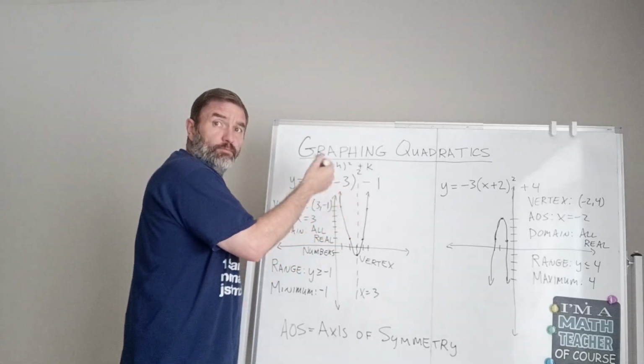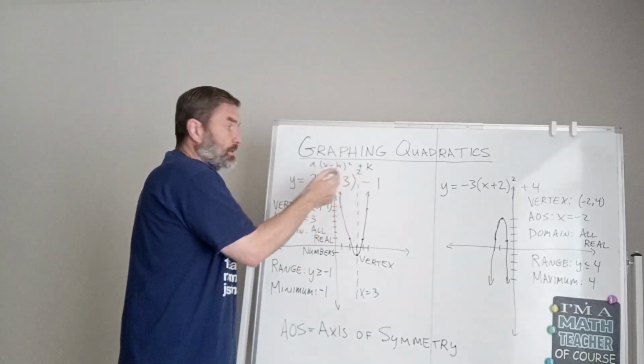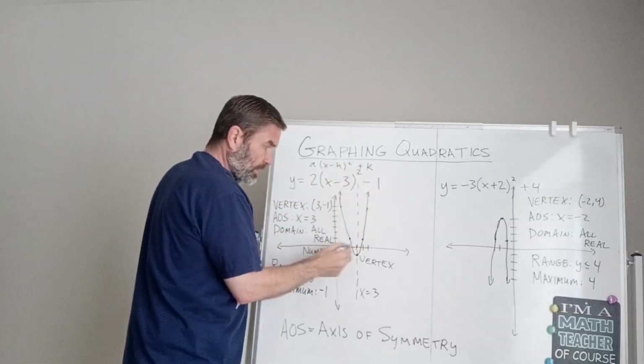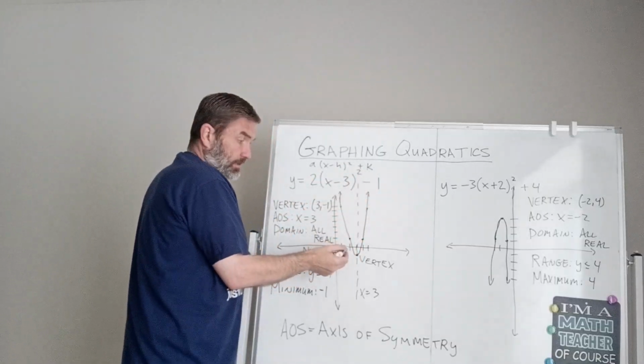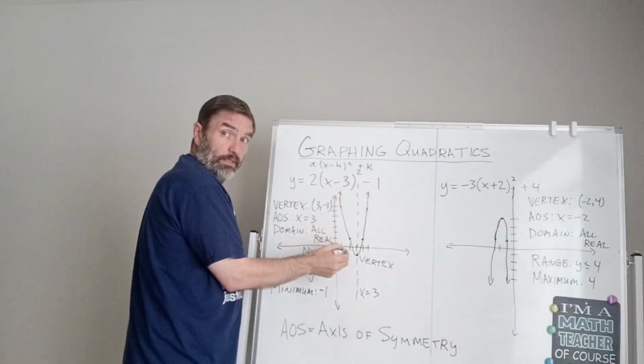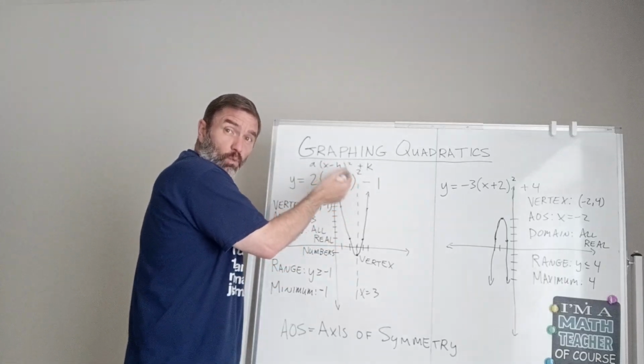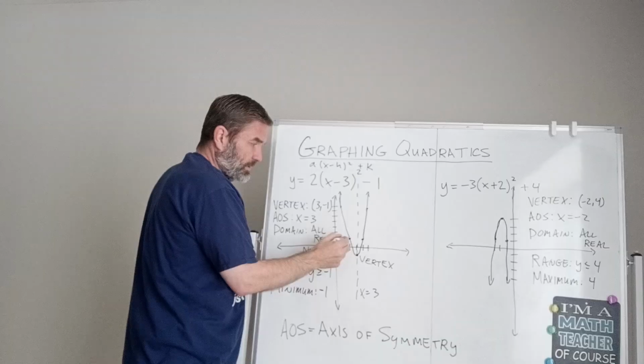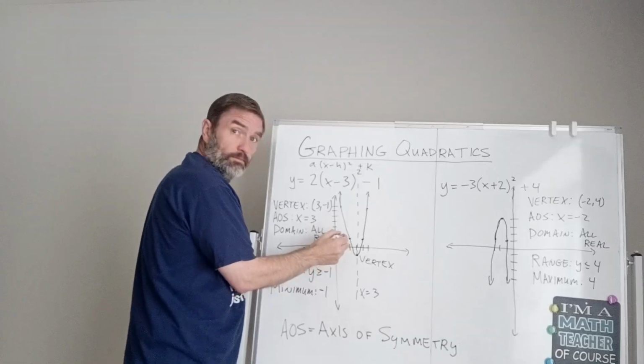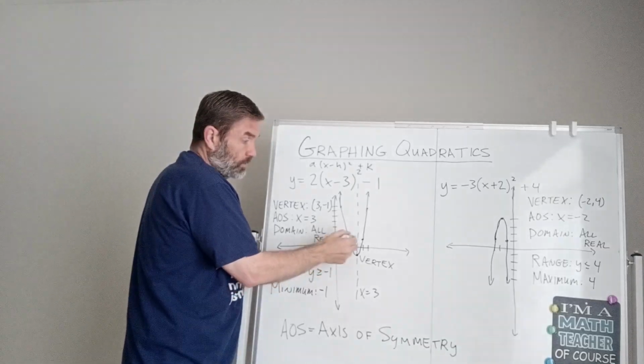Now, if you wanted to plug values in, just go ahead and do that. What's 4 minus 3? 1. 1 squared is 1, times 2 is 2. 2 minus 1 is 1. So there's your (4, 1). Not negative 2, positive 2. 2 minus 3 is negative 1, but remember negative 1 squared is also 1. 1 times 2 is 2. 2 minus 1 is 1. So there you go, those are the 2 points.